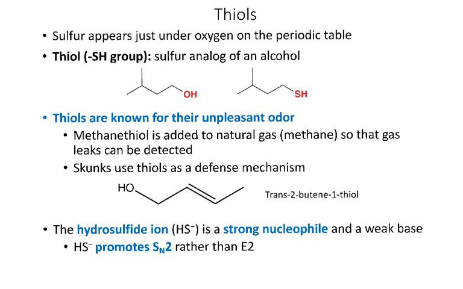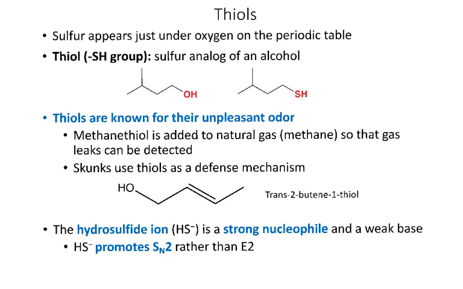Okay, in this video we're going to talk about the nomenclature of thiols and sulfides. So these are common sulfur-containing compounds. As we know, sulfur appears just under oxygen in the periodic table. And so a thiol, an SH group, is sort of a sulfur analog to an alcohol. Now thiols are characterized by their very unpleasant odor.